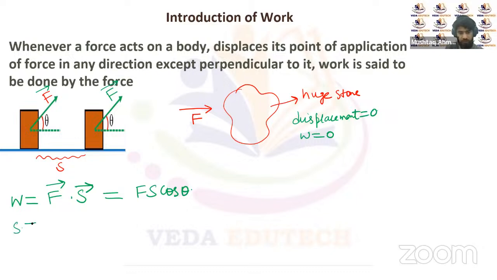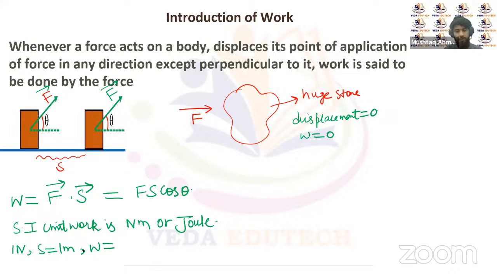The SI unit of work is Newton meter, or we call it joule. Let's suppose 1 Newton of force displaces a body by a displacement of 1 meter. Then the work done, if the force is along the direction of displacement, is 1 joule, provided theta is equal to 0 degrees. Then we say that work done is equal to 1 joule.